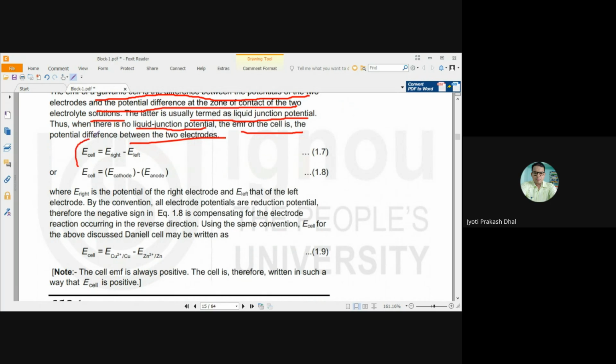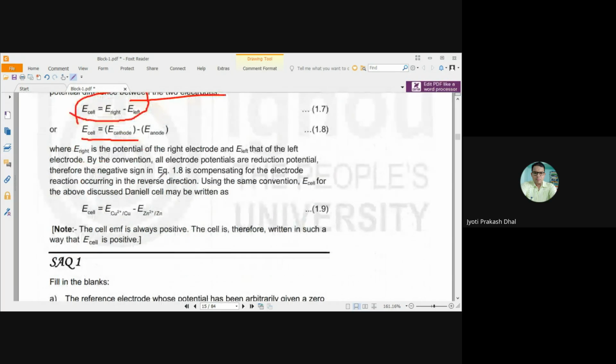So here E cell equals E right minus E left. That means E cell equals E cathode minus E anode. Here E right is the potential of the right electrode and E left is the potential of the left electrode. By convention, the electrode potentials are reduction potentials, therefore a negative sign is there in equation 1.8, and that is compensating for the electrode reactions occurring in the reverse direction.